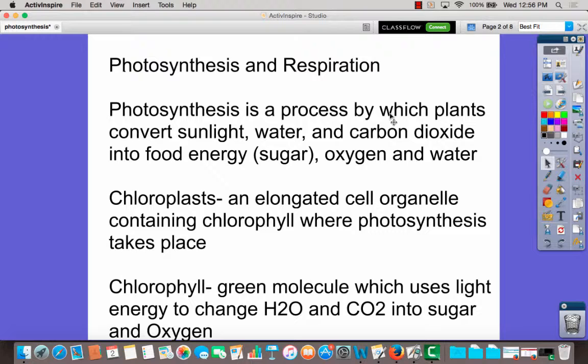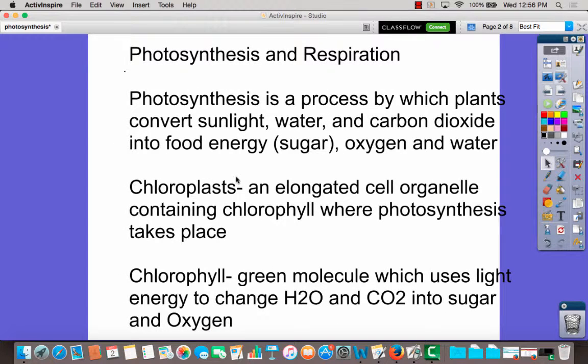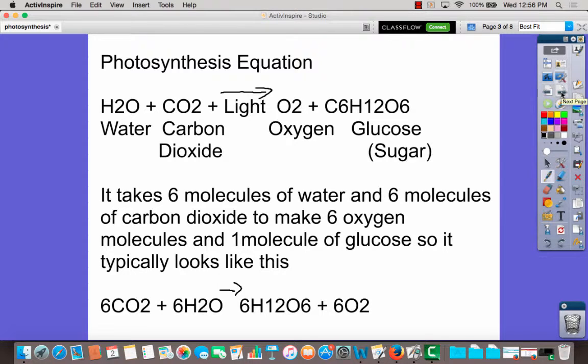If you remember in class when we talked about these chloroplasts, they're kind of like the kitchen, really. So if we're going to relate, chloroplast is like the kitchen. This is where it's going to take place. This is where the food is made. And the chlorophyll, well, it's kind of like the chef. Because this is a green molecule which uses light energy to change the H2O and CO2, carbon dioxide, into sugar and oxygen.